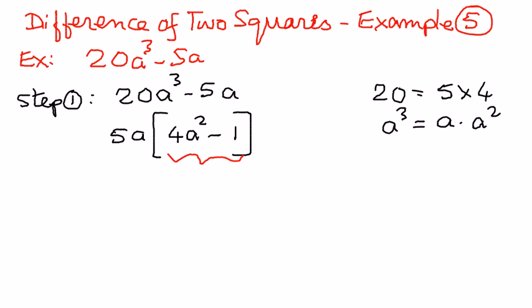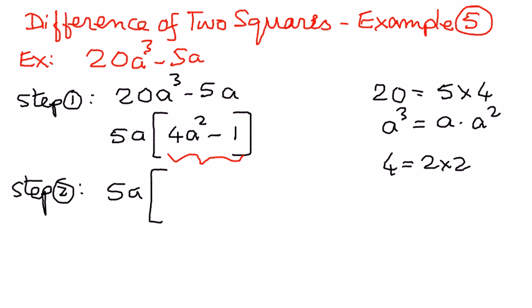And how is that happening? Let me write that as step number 2. 5a is what we have outside of the brackets. 4 I can write as 2 times 2, or as an exponent, 2 to the power of 2, right? 2 to the power of 2, a to the power of 2, minus 1 is the same as 1 times 1, isn't it? 1 times 1 is 1, so I can write this one as 1 to the power of 2. So 1 to the power of 2 is 1.